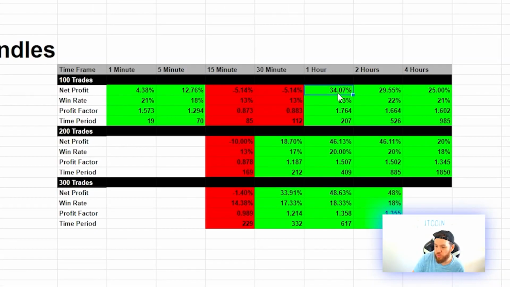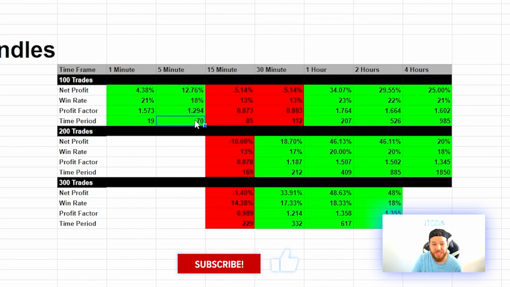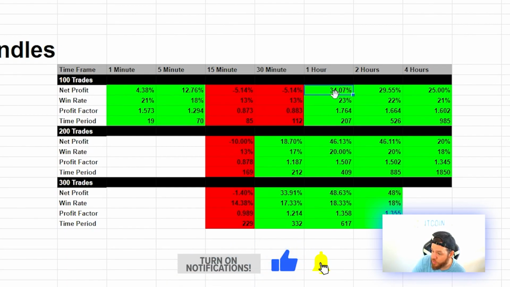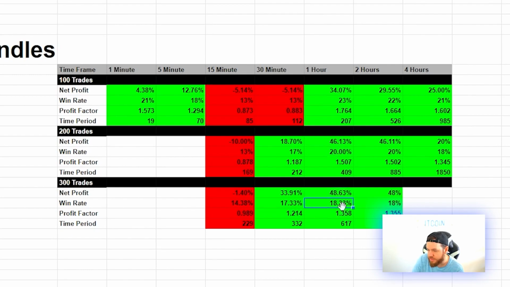1 hour is what's looking like the sweet spot to me with this trading strategy. I know it's supposed to be a 5-minute scalping strategy. Maybe it is. I wasn't able to back test it enough, but on the hourly, it did perform pretty well. 34% on the first 100 trades was a 23% win rate, 46% profit with a 20% win rate, and then 48% with an 18%.